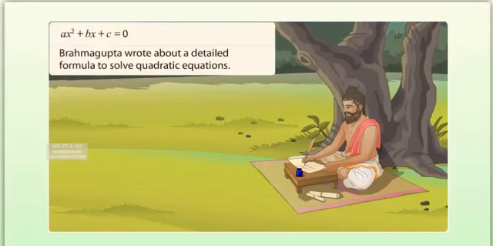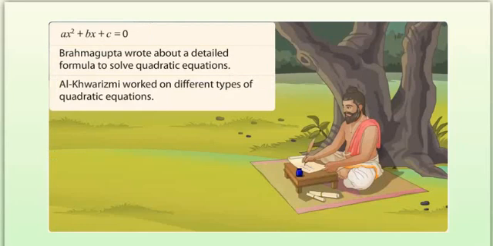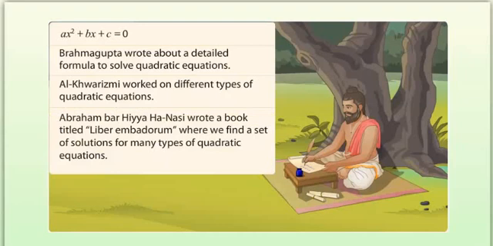Ancient Indian mathematicians are often credited for finding solutions to quadratic equations. A precise formula was given by Brahmagupta for solving quadratic equations. Later, the Arab mathematician Al-Khwarizmi worked on different quadratic equations. Complete solutions of different quadratic equations can also be found in Abraham Bar Hiyya Ha-Nasi's book, Liber Embadorum, that was published in Europe in AD 1145.